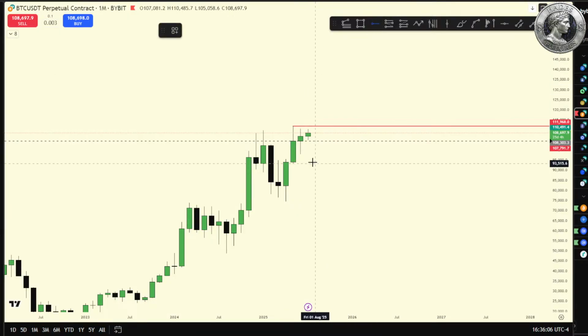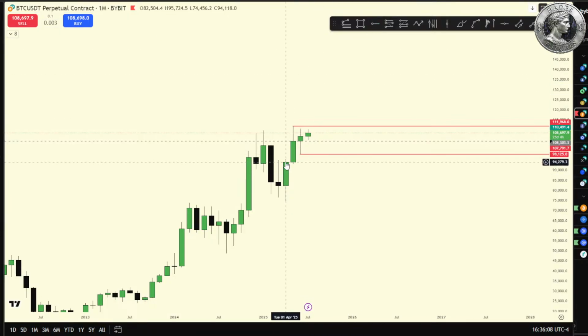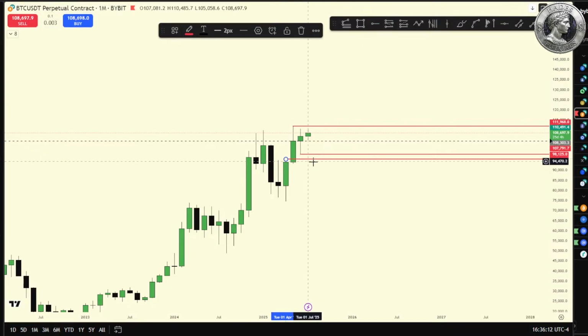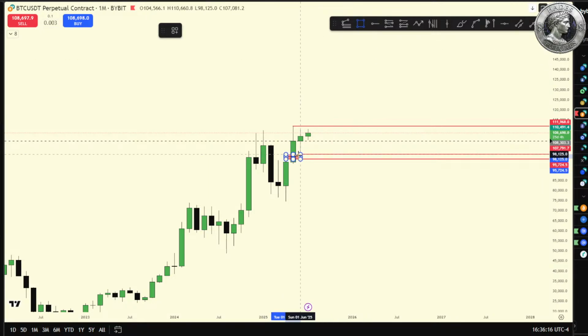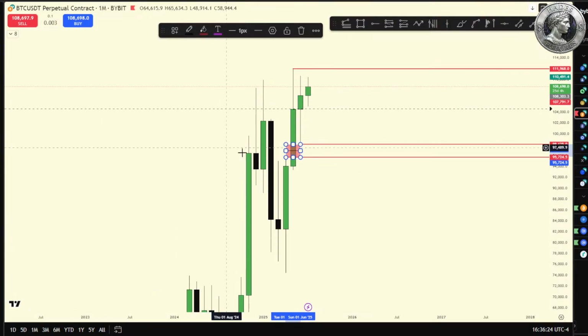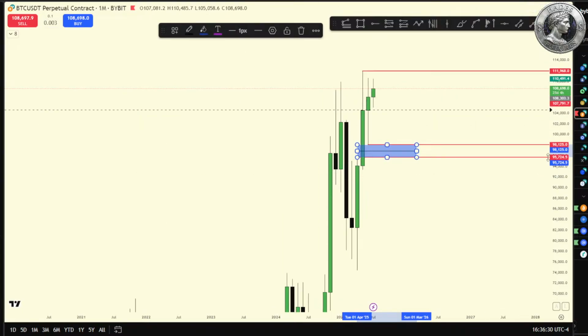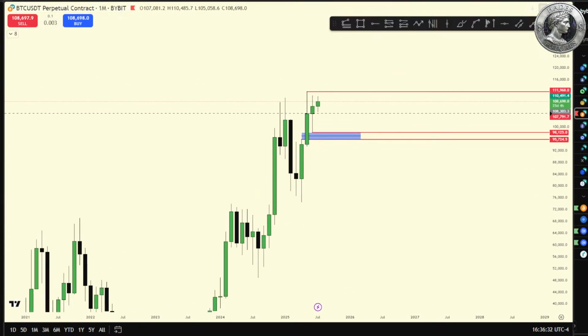And if you ask me, we have this tiny gap here that I don't want to see filled, because if we dump before we take the highs, it's bearish. It will be very bearish for me. So we go to the weekly.